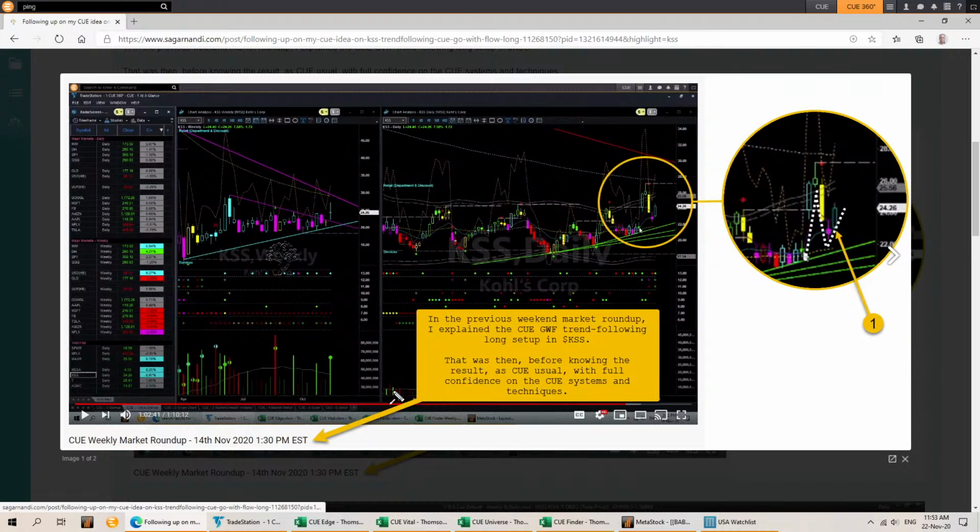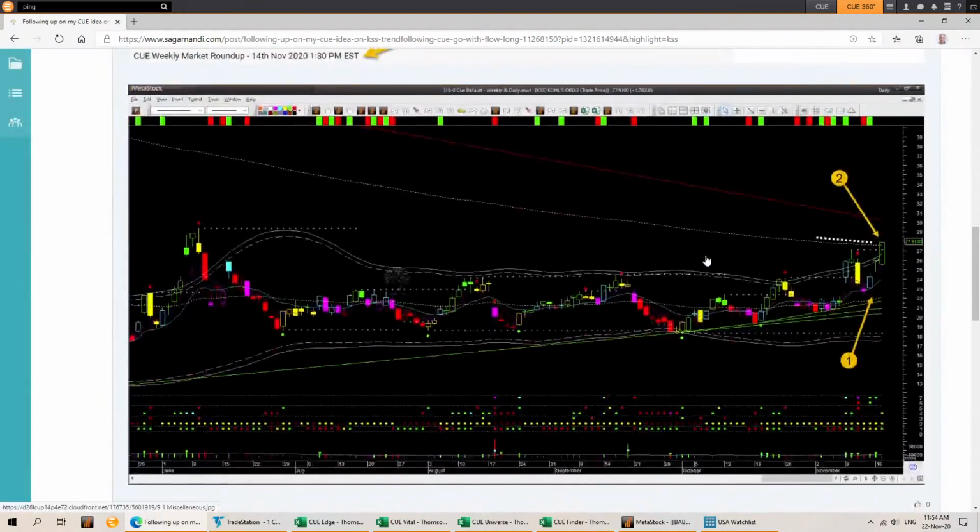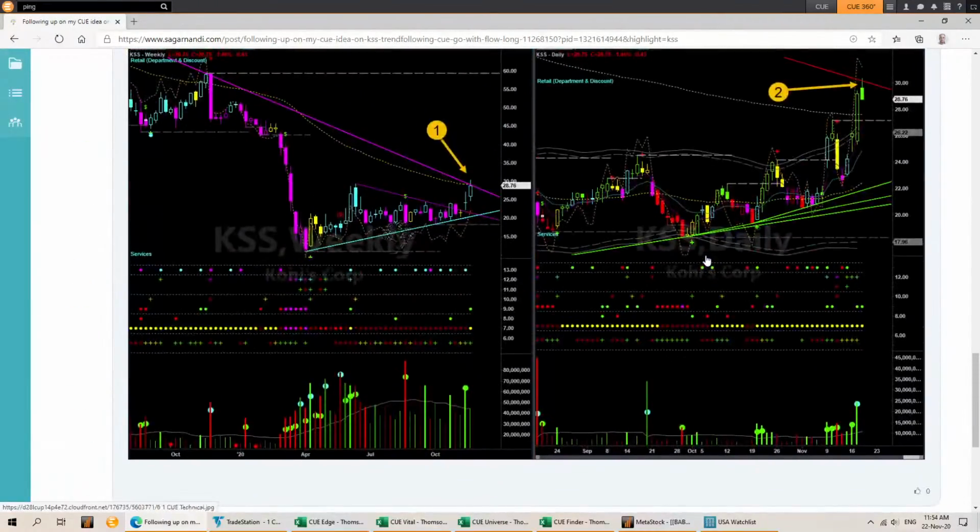This is first time when I shared about Coles. That was on 14th November in the weekly market roundup, weekend market roundup. That time it gave a bullish backdrop candle, and in the daily it gave a bullish flow candle. Therefore, it gave a go with flow long trade setup. That was on 14th November. I'm scrolling down.